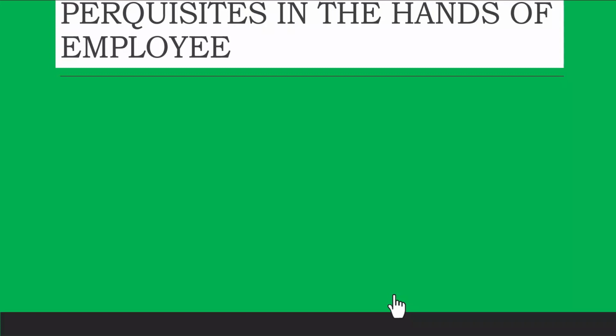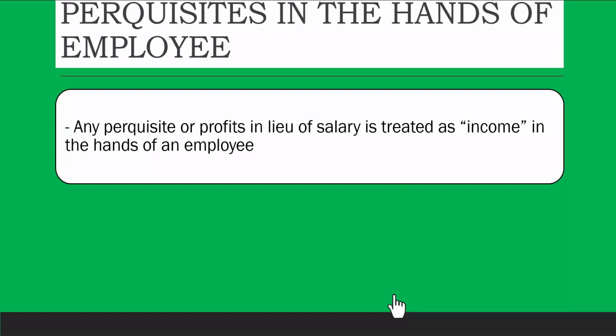The first time I joined a company, way back in 1990 or so, the company gave me a car. They gave me some money to buy furniture for my house. So all these are perquisites, and a person is supposed to pay tax on that. So read this.